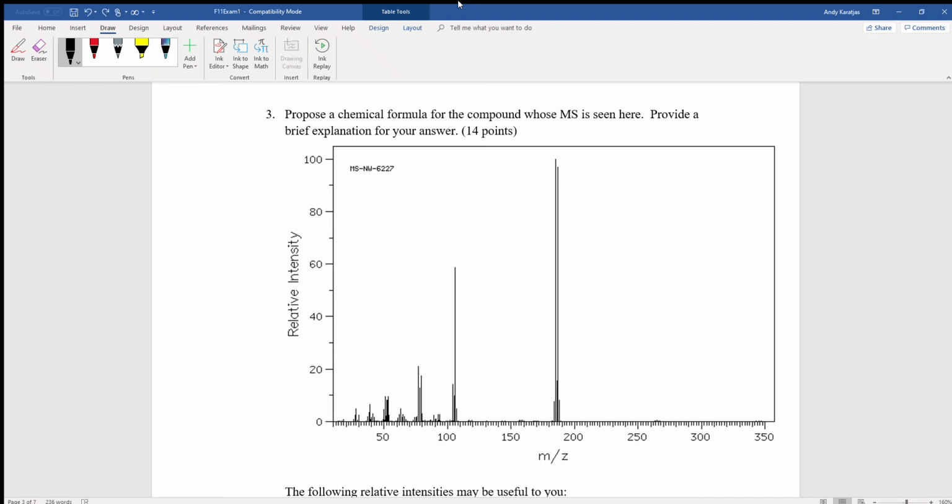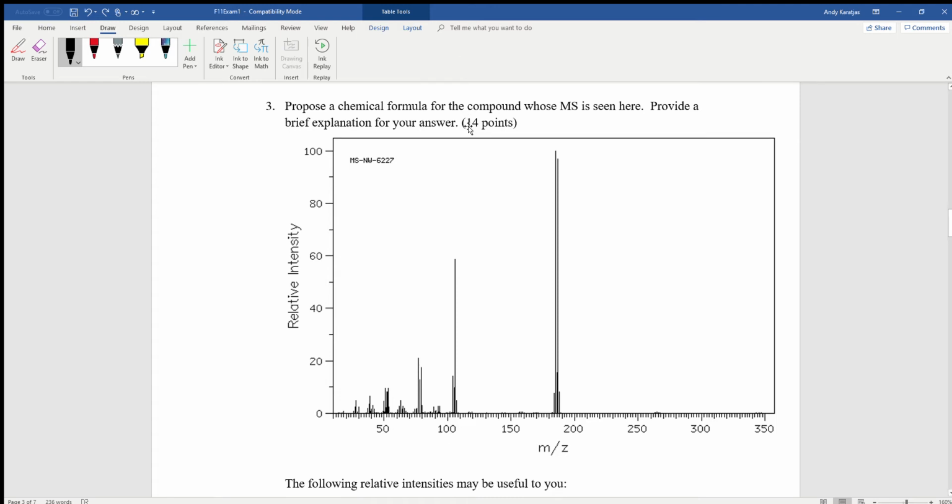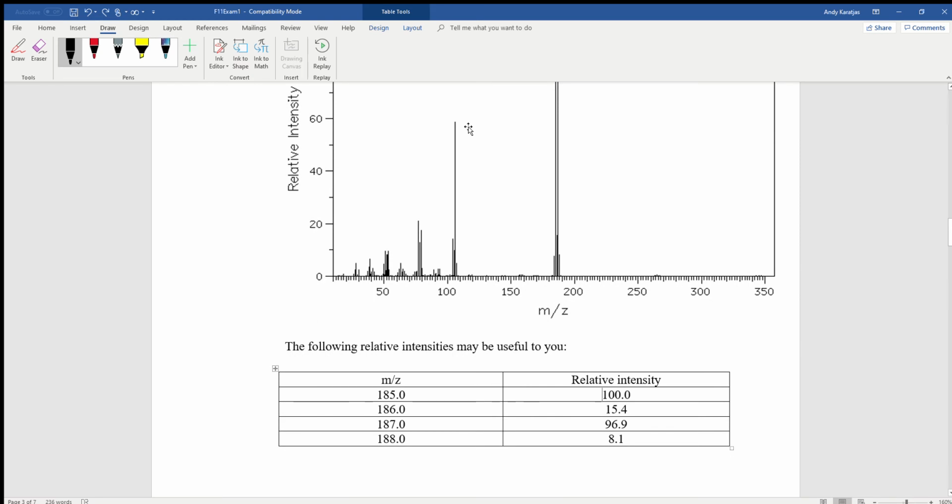Here we need to determine an appropriate chemical formula given the spectrum below. Now, if we look down a little bit further in this problem, we find the following table. And the most important piece of information we get from this table is the fact that we have these two peaks that are exactly 2 mass units apart.